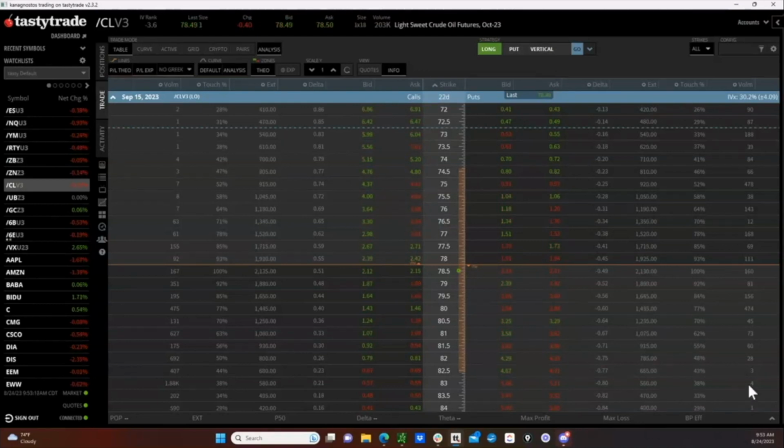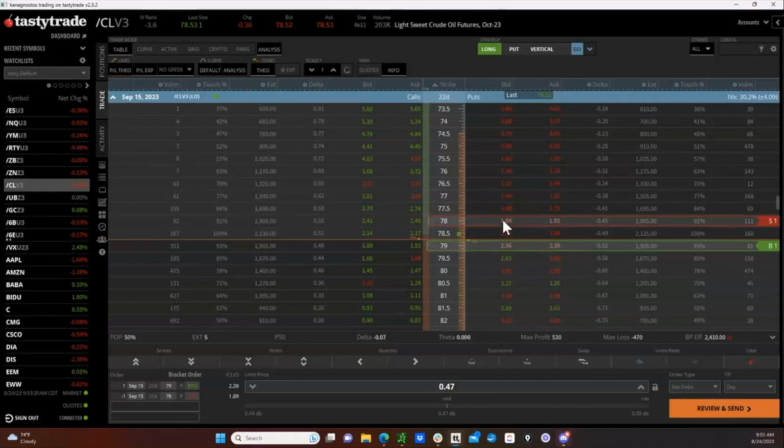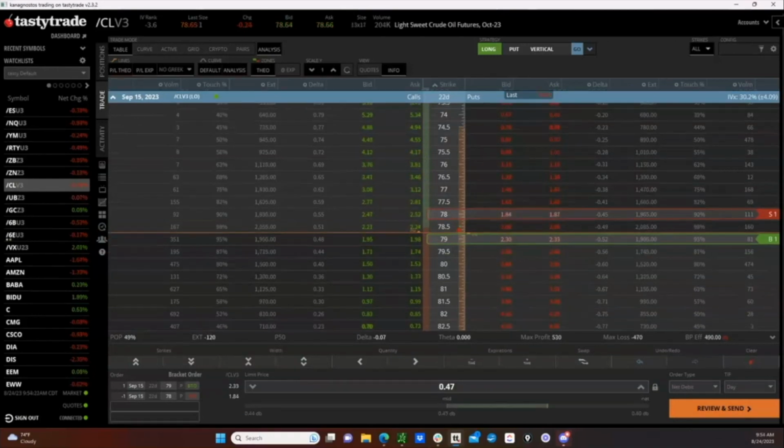But if we were entering this trade right now, we would buy an in-the-money put, let's say the 79 put, and then we would sell an out-of-the-money put to reduce our cost basis. You can go as far away as you like, but I am going to sell that 78 put. Now, this is a $1 wide spread, but the notional on crude oil futures is 1,000. So this $1 wide spread is actually worth $1,000.